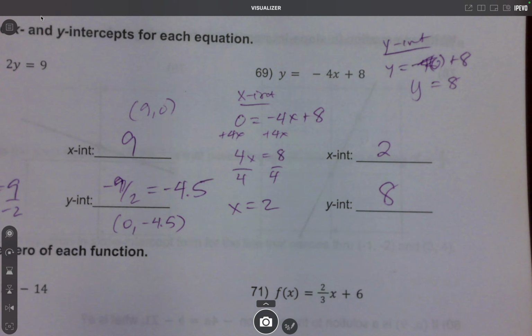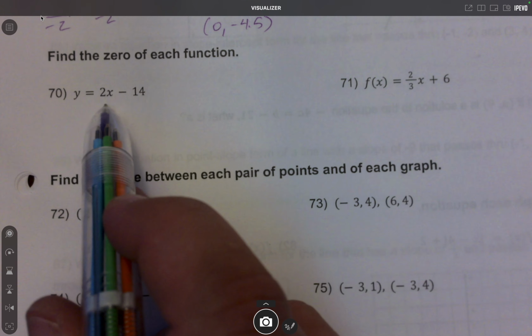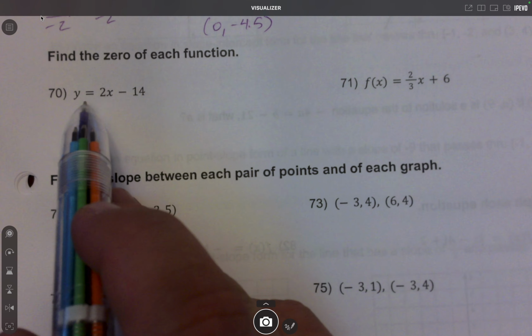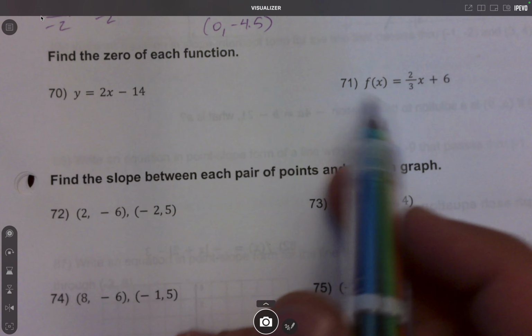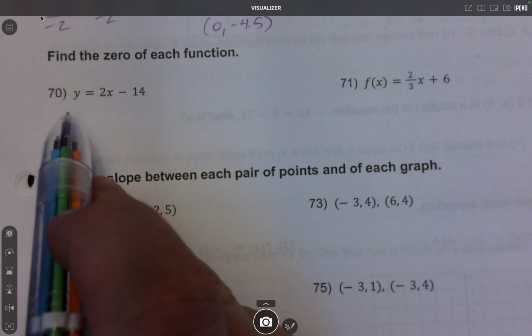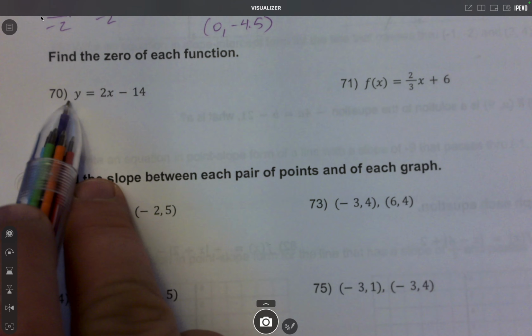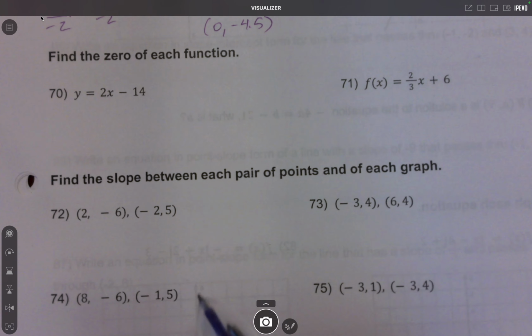Okay, find the 0 for each function. The 0 of the function is the x value that makes either y or f of x. They're the same thing. F of x and y mean the same thing. The 0 of the function is the value of x that makes y or f of x equal 0.